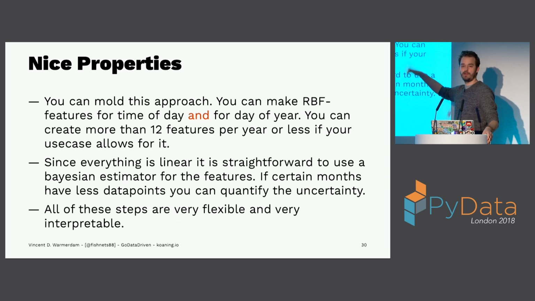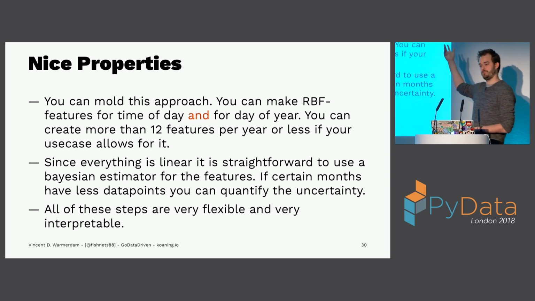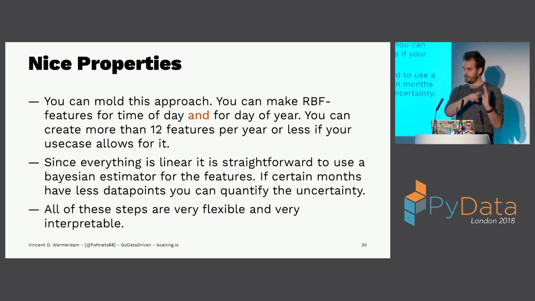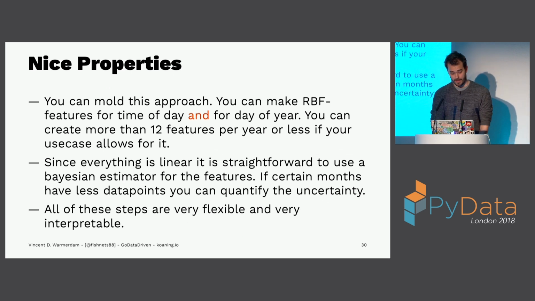And you can mold this feature approach. I mean, right now I've generated 12 features, but you can very well imagine you might make 24, one for every 2 weeks. And you can also imagine that you have this feature for the long-term thing in the year, and you've got another radial basis function for within a single day, for example. And because everything is linear, it's relatively straightforward, and I hope you agree. It's kind of a cool trick.